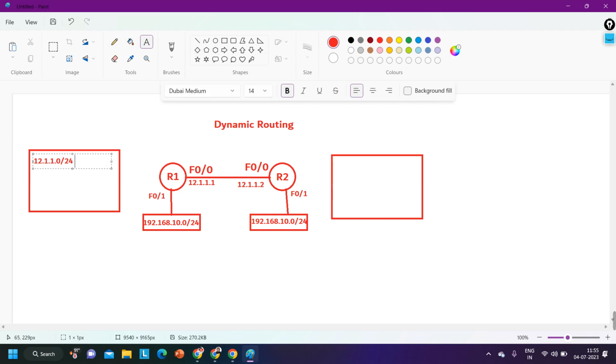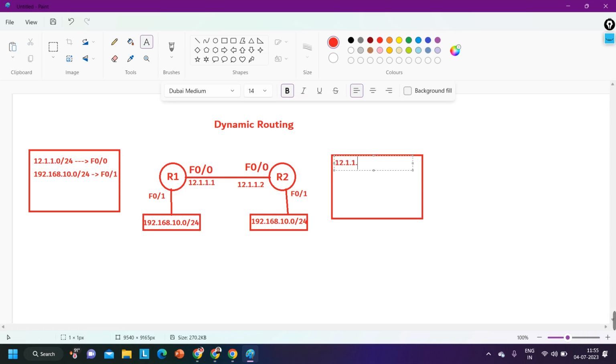Here there will be 12.1.1.0/24, and this network is connected on FastEthernet 0/0, and there will be one more network, 192.168.10.0/24, and this network is connected on F0/1. This will be the entry inside the routing table of router 1.